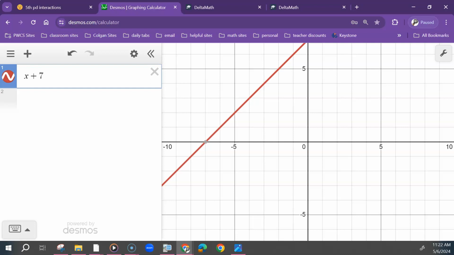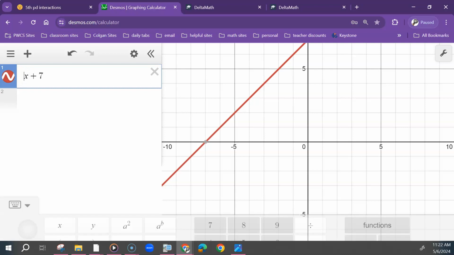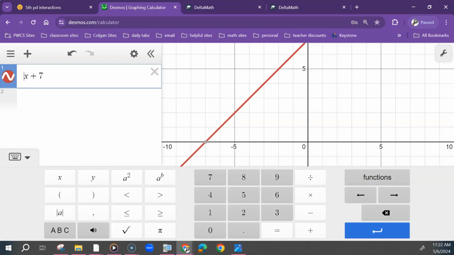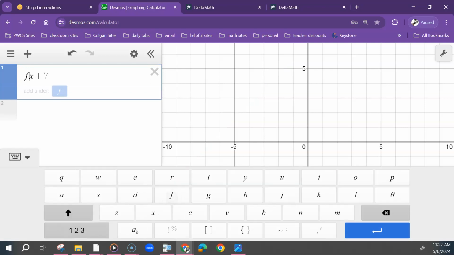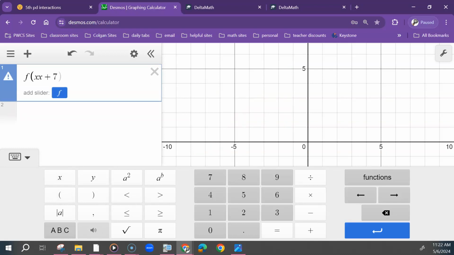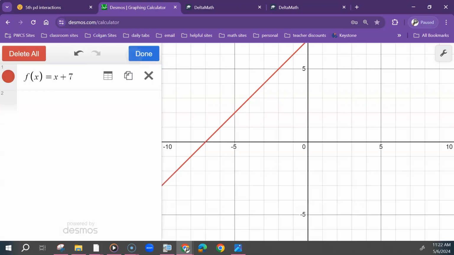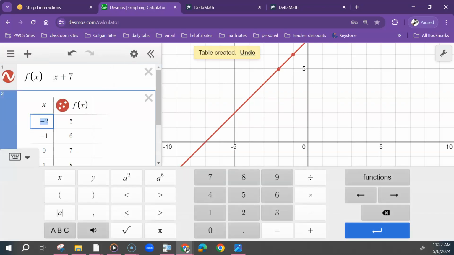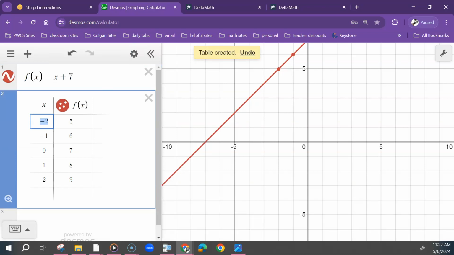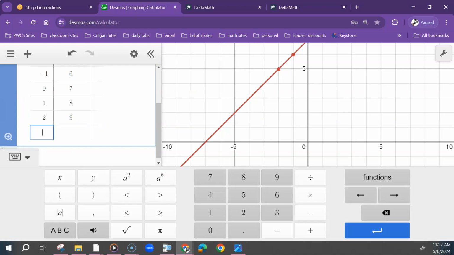So you can do this a couple different ways. You could just type in the last part. You could type in y equals. You could type in f of x. Either way, it's going to give you a line. You could find the points along the line, or you can make this into a table. Some of the points may be there already, like -1. The other ones you would just add to the table.